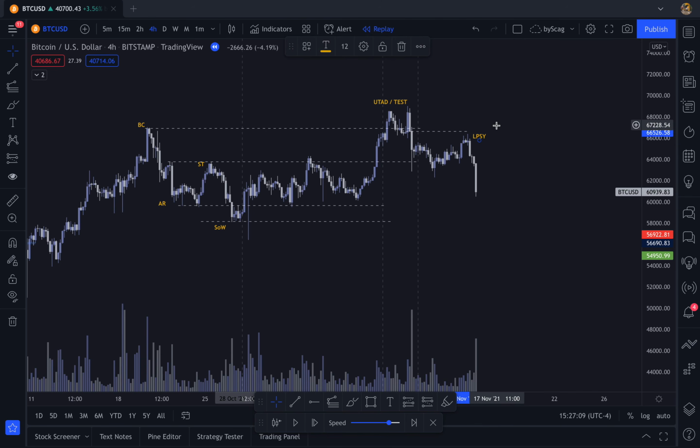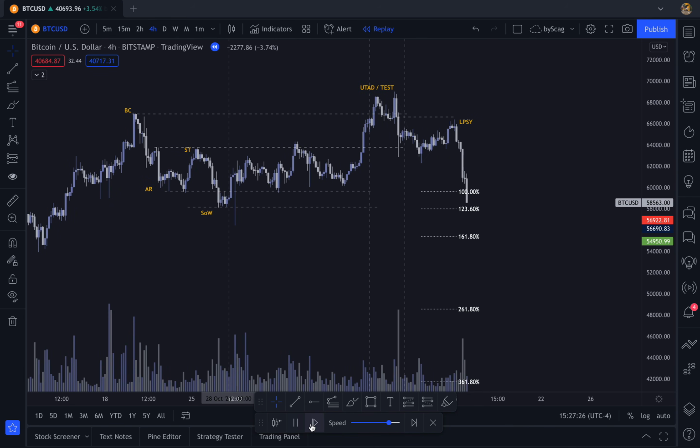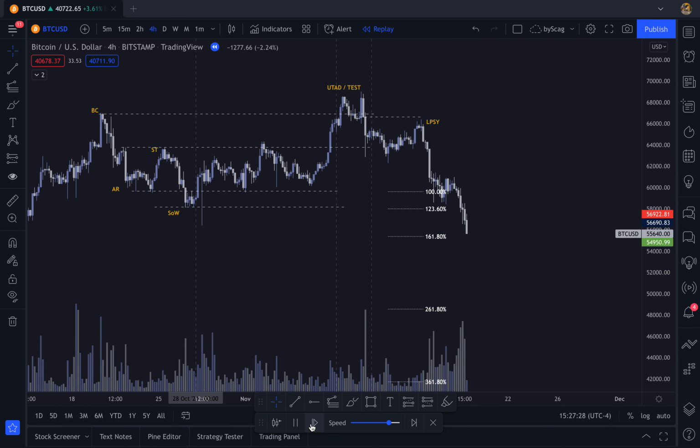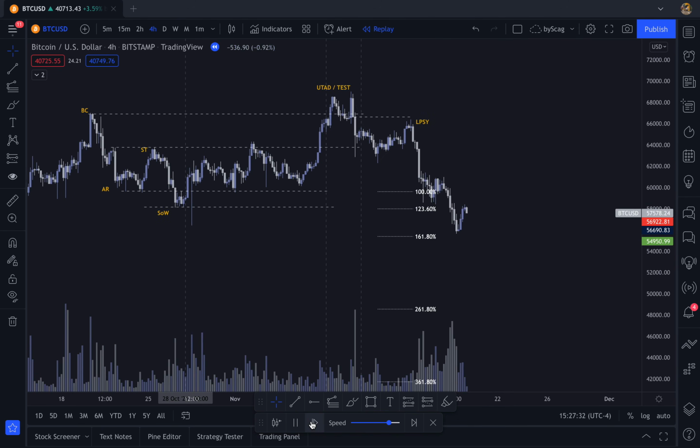And with your last point of supply, you can now gauge your targets, using the top breakout to the LPSY. We're looking at 55.3 for a potential area to take profit. We'll just let price work itself out. So you can see it comes down, plays into that 161.8 zone.